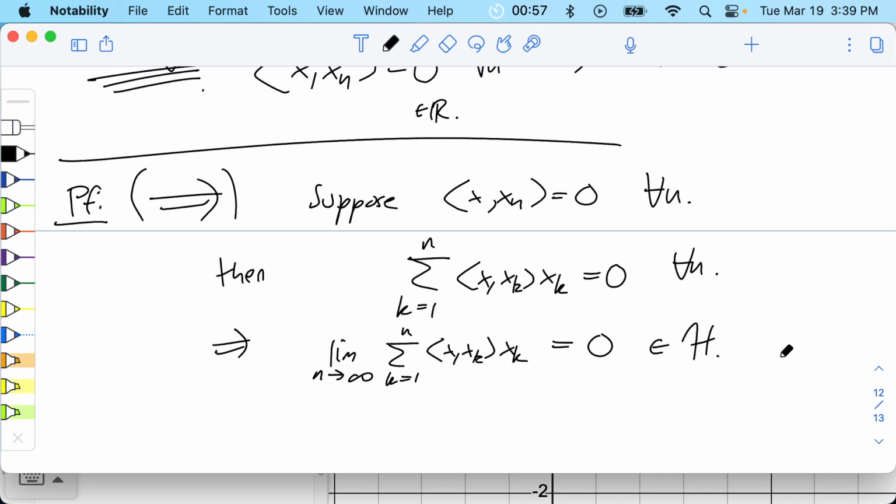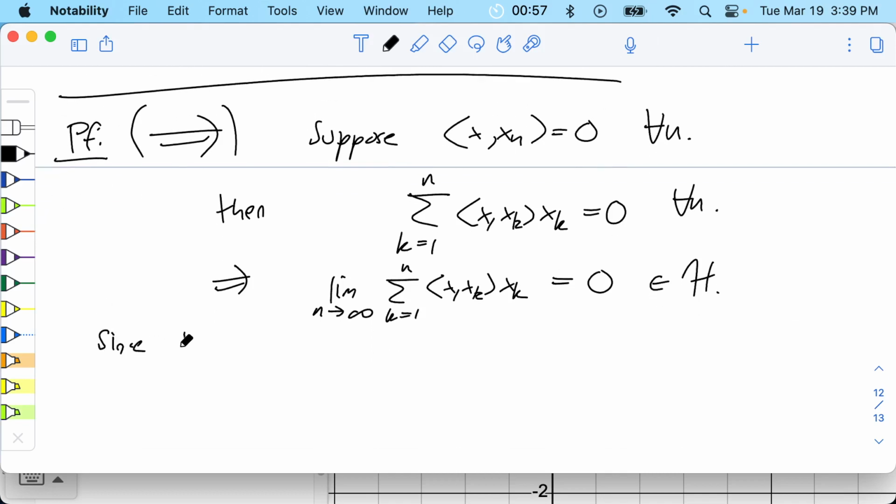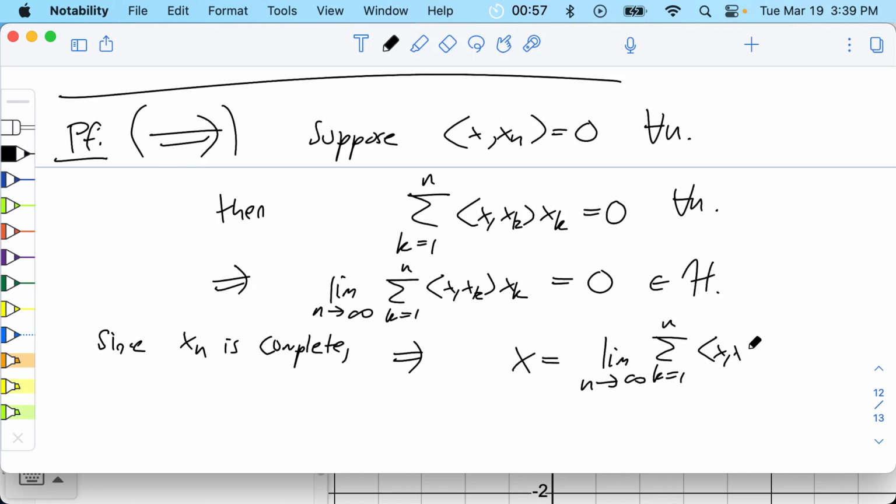And since xn is complete, therefore x is equal to the limit as n goes to infinity of the sum from k equals 1 to n of ⟨x, xk⟩xk, which is 0. So this is showing that if you have a complete sequence where the inner product is always 0, then the only vector that could have that property is the 0 vector itself. That's the proof we just did. But the interesting thing is it works in reverse.